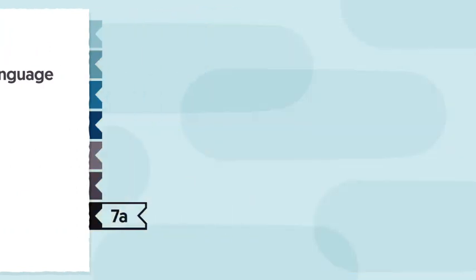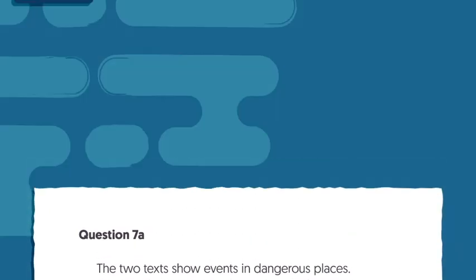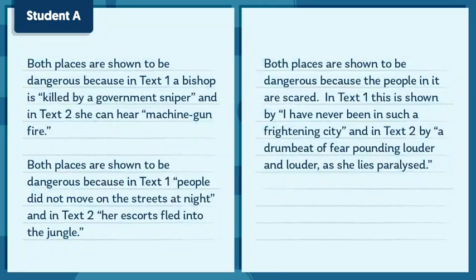The question they were asked was, the two texts show events in dangerous places. What similarities do the places share in these texts? So let's start with student A. Press pause now to give yourself time to read their response, and press play again when you're ready.